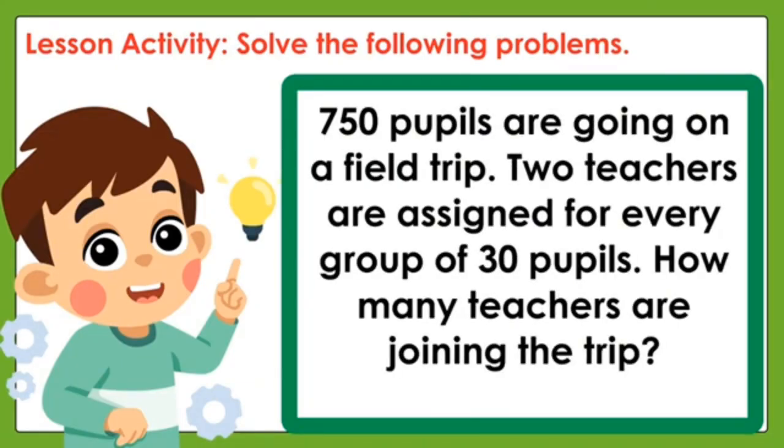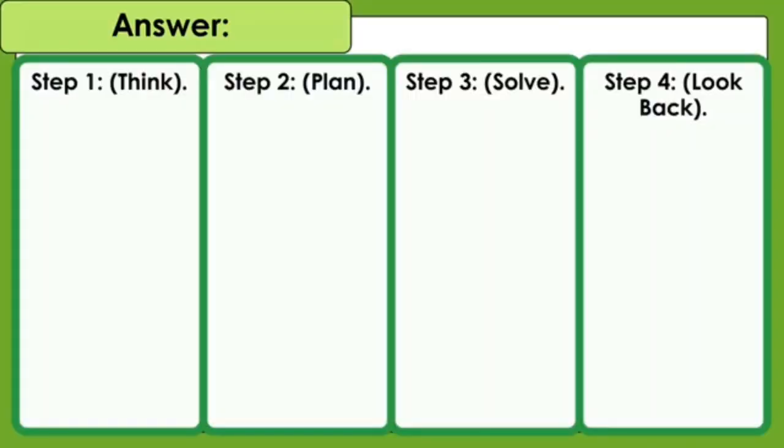Next, 750 pupils are going on a field trip. 2 teachers are assigned for every group of 30 pupils. How many teachers are joining the trip? Let's answer. Step 1. Think.